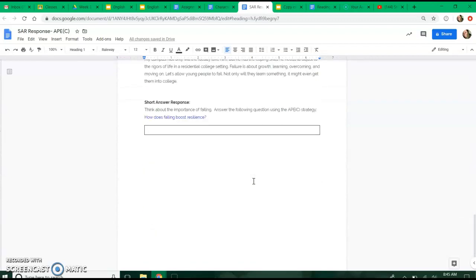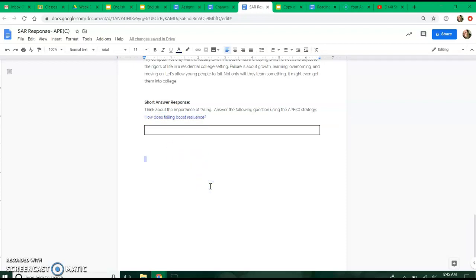At the very end, it says short answer response. Think about the importance of failing. Answer the following question using the APE strategy. How does failing boost resilience? Okay, so the question that you are looking at answering for your short answer response. How does failing boost resilience?